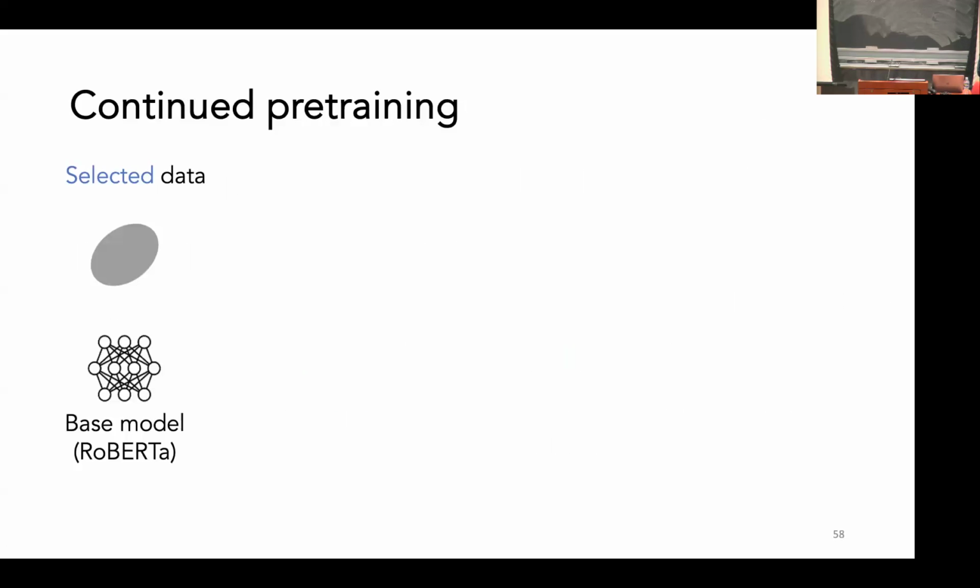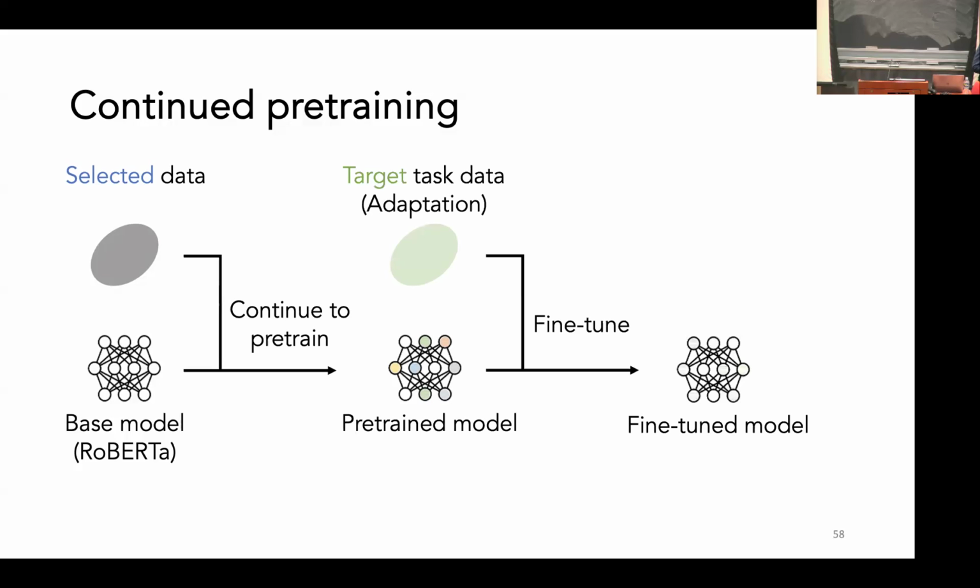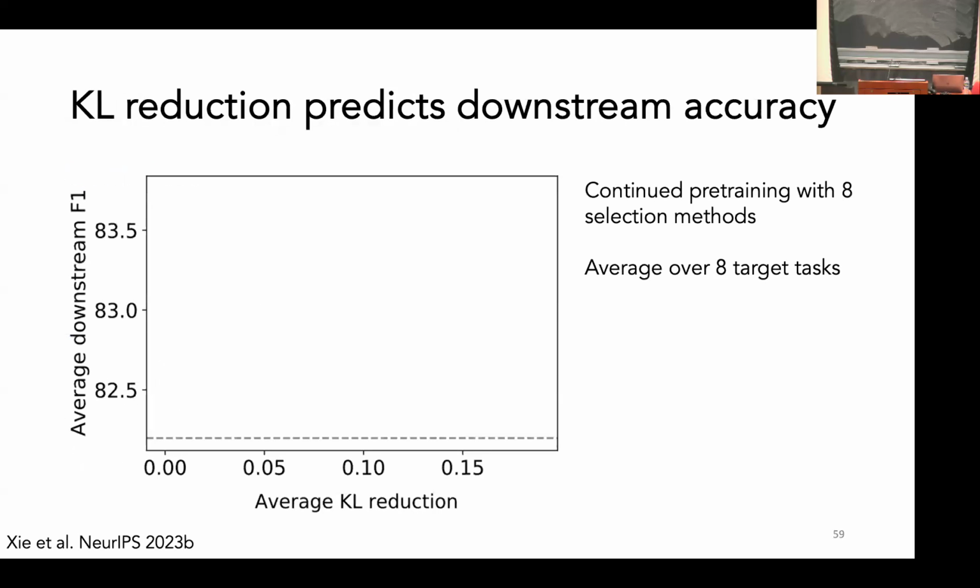And we tested KL reduction of different data selection methods in the continued pre-training setting, where we start from a base model. In our case, it's the RoBERTa model, and we continue pre-training it on selected data to get this pre-trained model. And then we fine-tune this pre-trained model on target data to get the model that we actually use on the task. And we did this continued pre-training pipeline for 8 different data selection methods and averaged the results over 8 target tasks. So we did this pipeline 64 times.